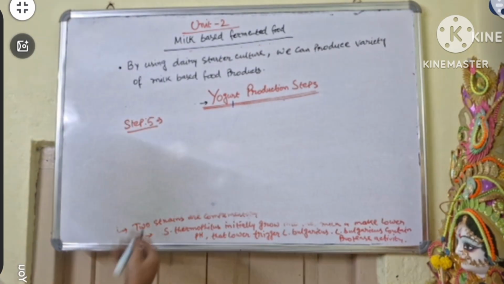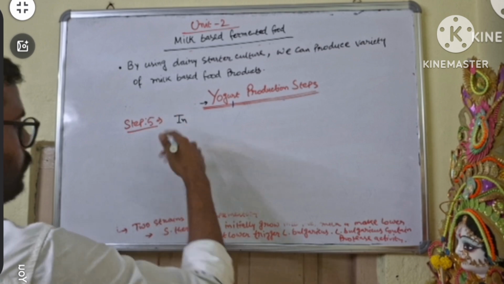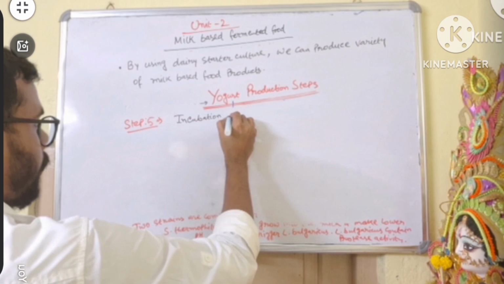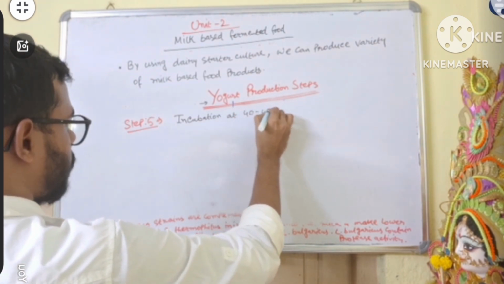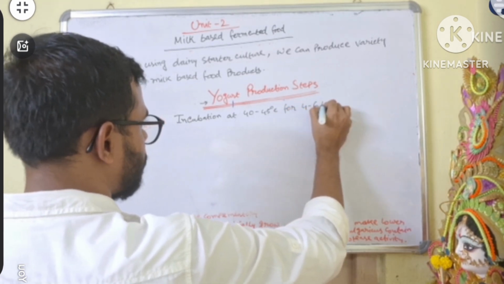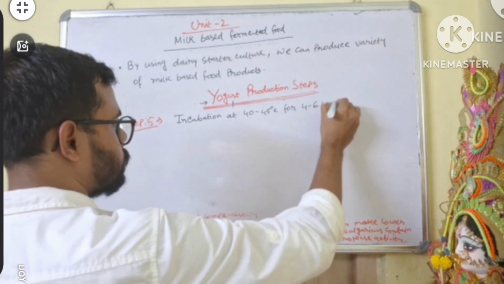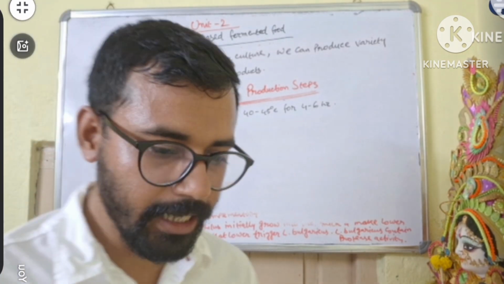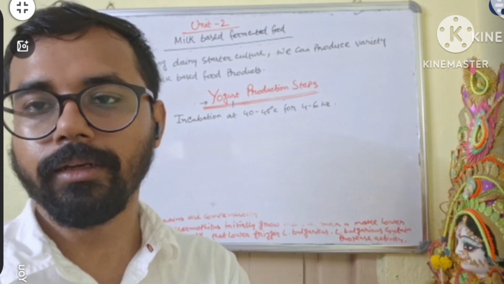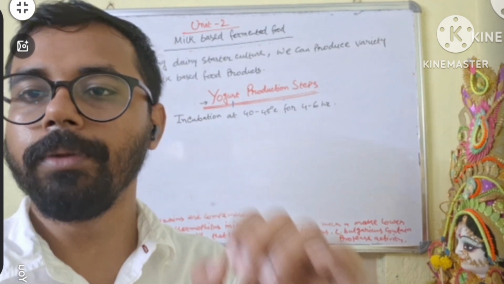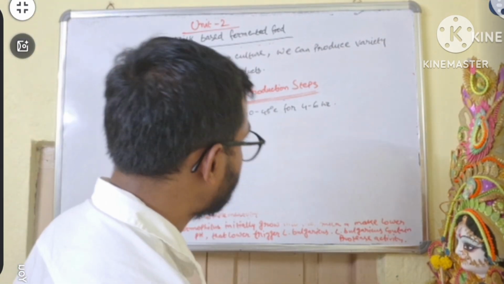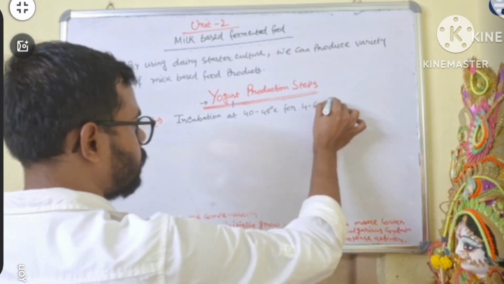Step number 5 is incubation, that means allow to ferment, at 40 to 45 degrees centigrade for 4 to 6 hours. So after addition of two strains, the starter culture, we are now allowed to ferment at proper temperature and proper time. The temperature is between 40 to 45 degrees centigrade and it is for 4 to 6 hours.